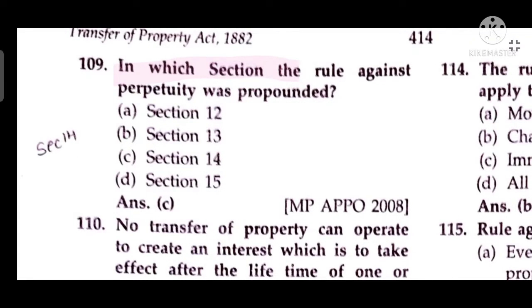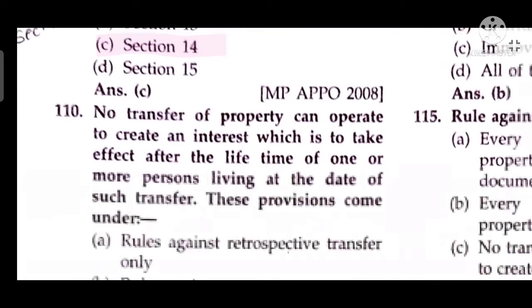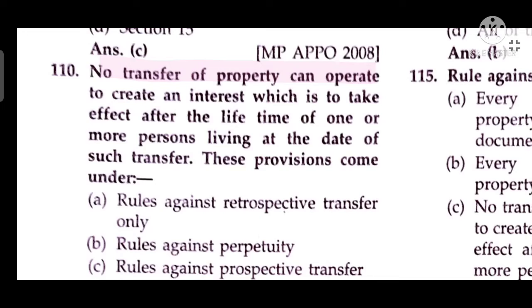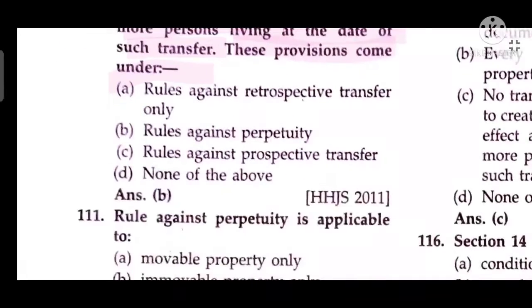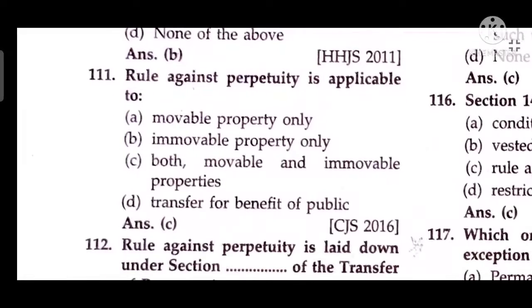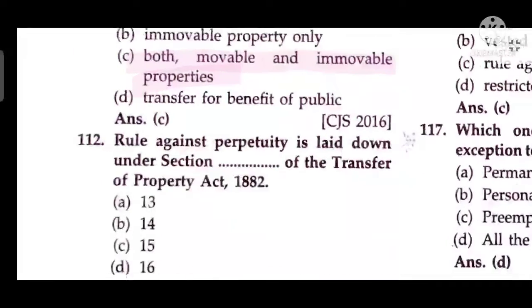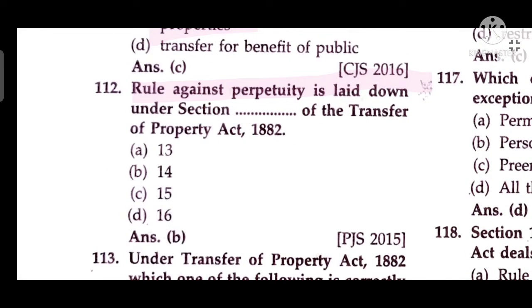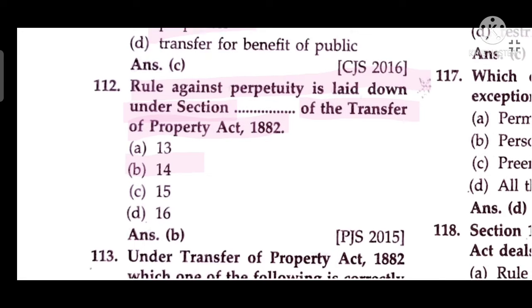In which section was the rule against perpetuity propounded? Section 14. No transfer of property can operate to create an interest which is to take effect after the lifetime of one or more persons living at the date of such transfer. These provisions come under rule against perpetuity. Rule against perpetuity is applicable to both movable and immovable property. Rule against perpetuity is laid down under Section 14 of the Transfer of Property Act.